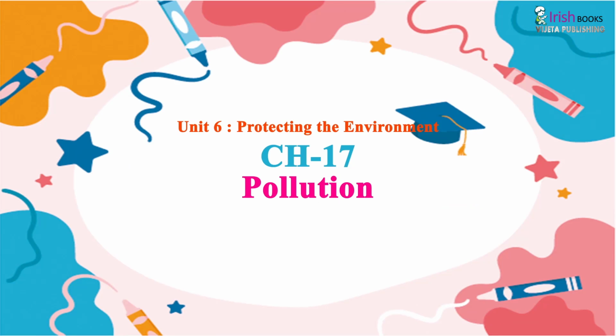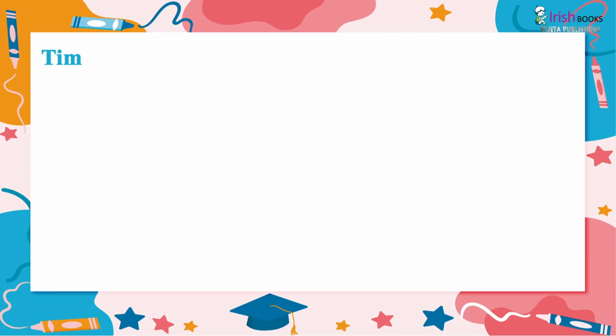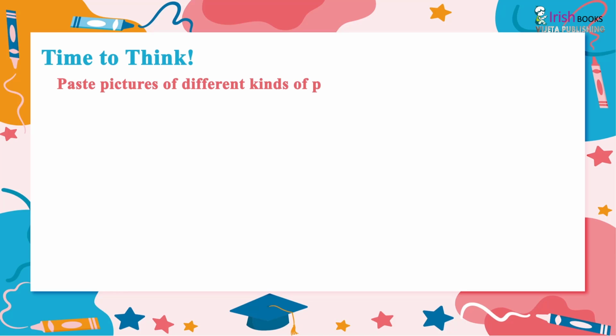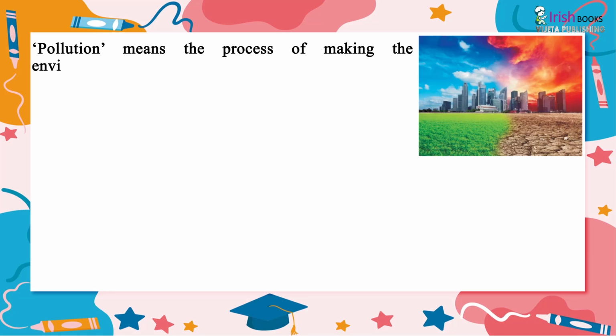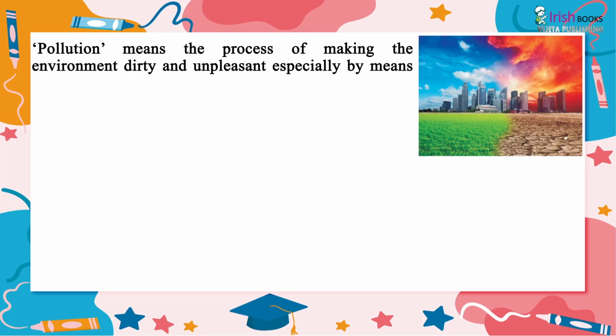Chapter 17. Pollution. Time to think. Paste pictures of different kinds of pollution in the space given below. Pollution means the process of making the environment dirty and unpleasant, especially by means of poisonous chemicals.